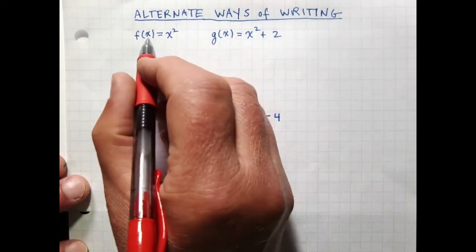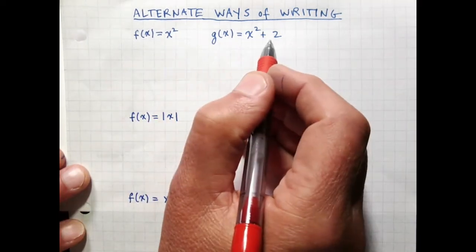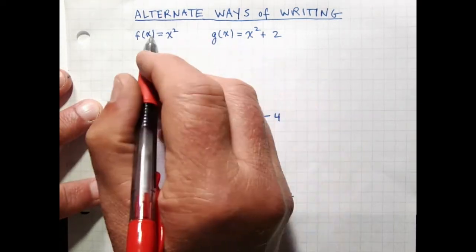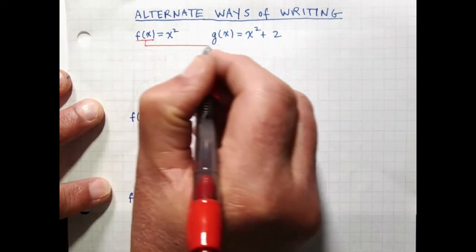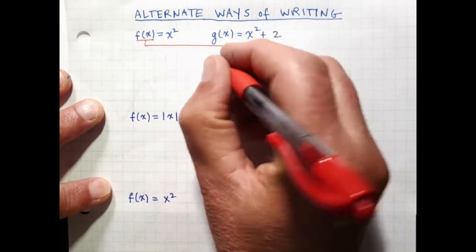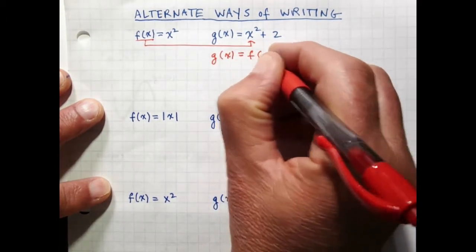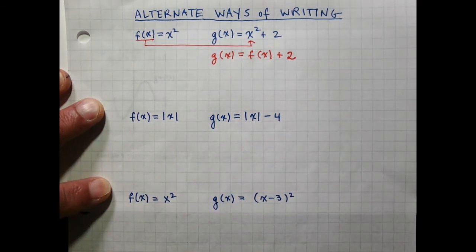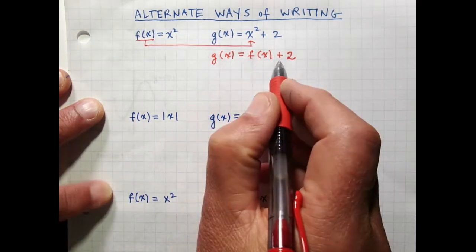So in our first example, we had f of x equals x squared and g of x equals x squared plus 2. Now, we could put this information together. Because f of x is equal to x squared, I could have substituted it in here and written g of x equals f of x plus 2. Sometimes you see the function relationship described in that way for these two functions.